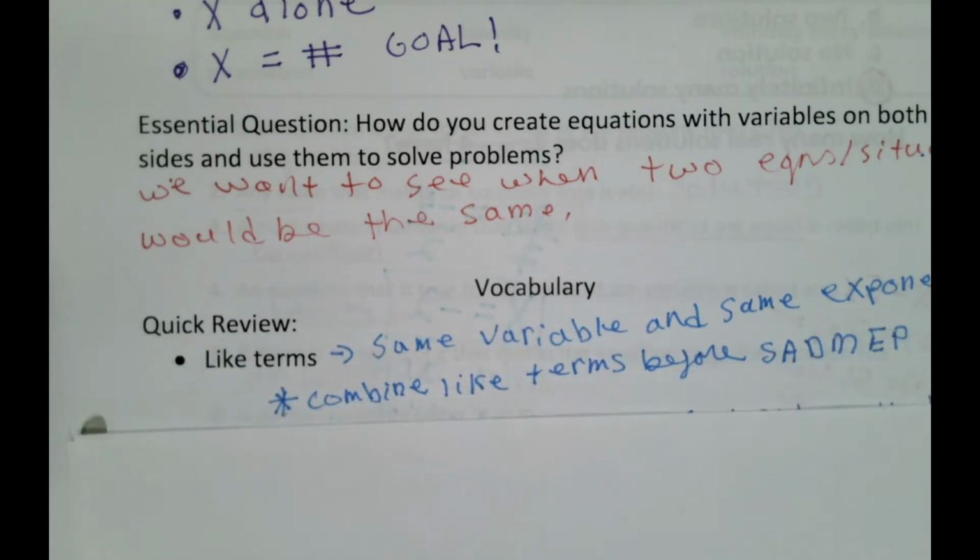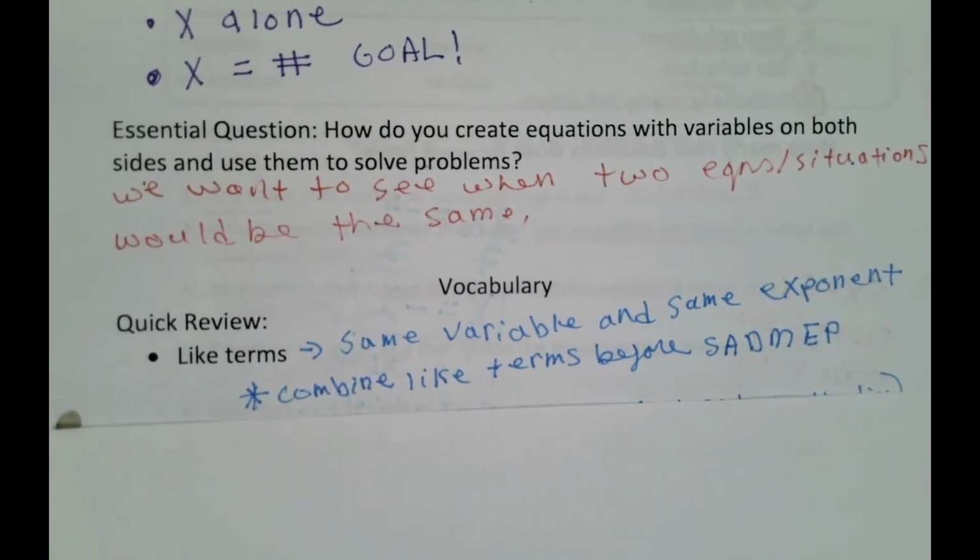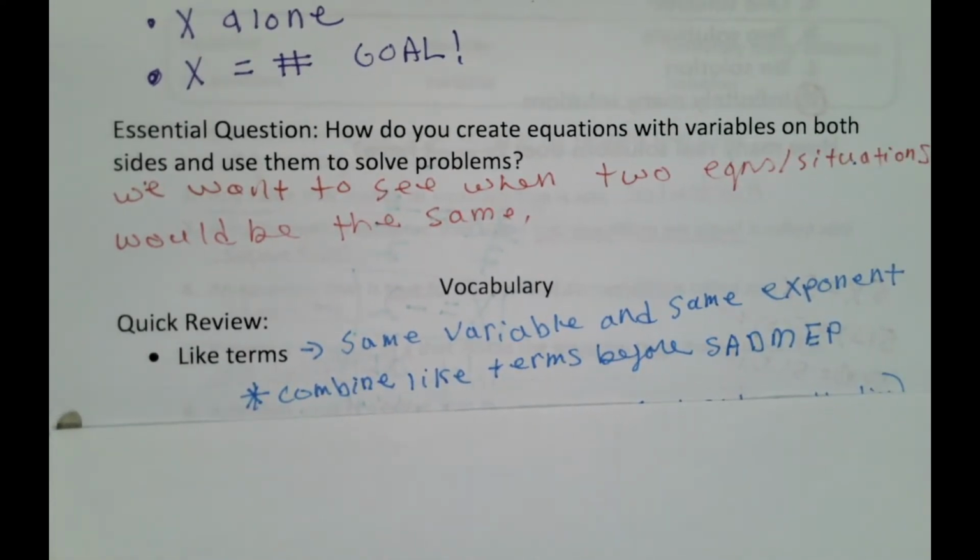All right, let's do some key vocab. So first things first, we have like terms. So this is going to be same variable and same exponent, meaning 2x plus 3x or 2x squared plus 4x squared. But even constants can be like terms. 2 plus 3 is a like term because 2 plus 3 would give us 5. We can combine them. An important thing to note when solving equations is that you must combine like terms before you ever start moving over to the other side of the equals. So that's why it says combine like terms before SADMEP, because that's how we move to the other side.